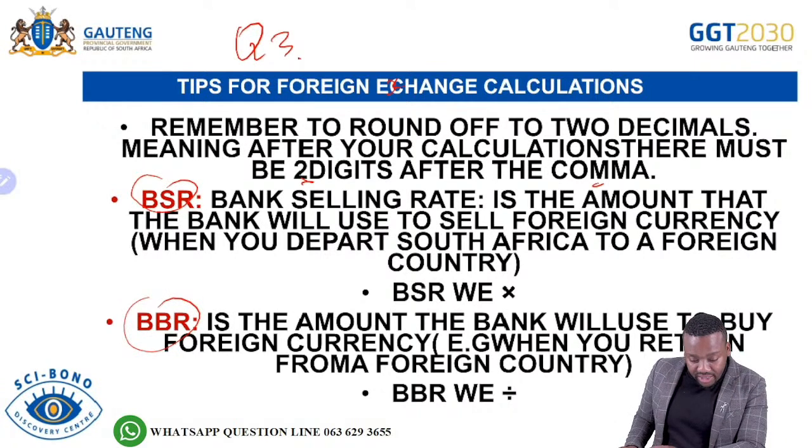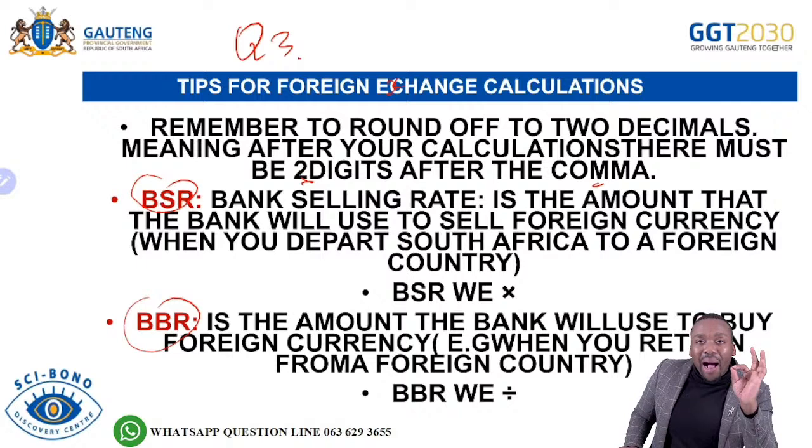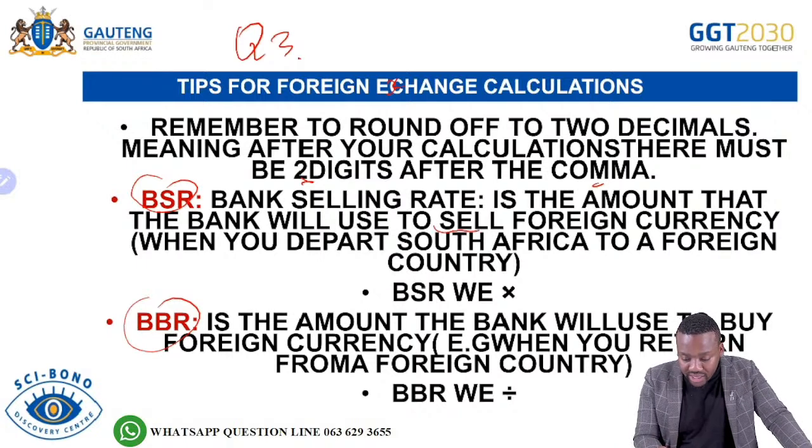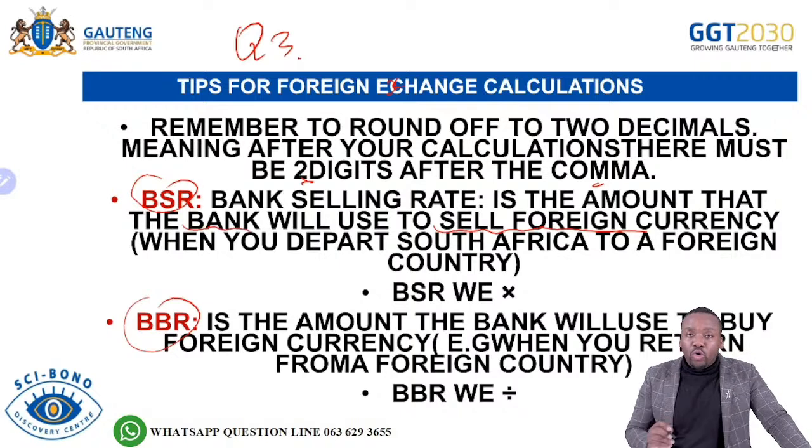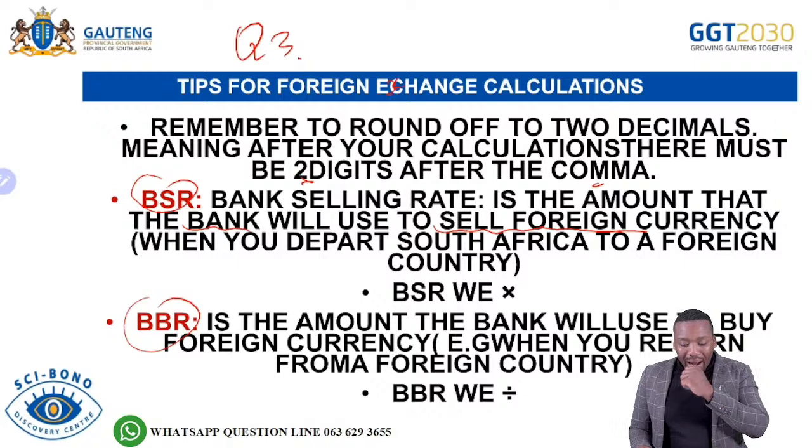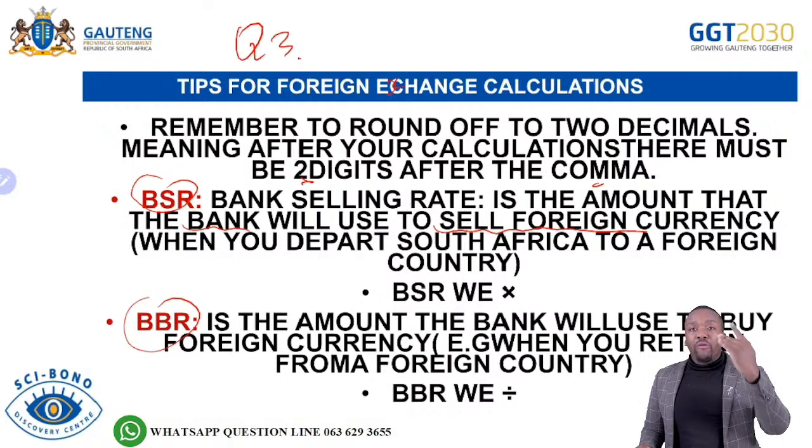Bank selling rate and bank buying rate. A rate is the amount, that's what we're talking about here. Bank selling rate is the amount that the bank will use to sell foreign currency. So it is all about what the bank is doing for you.